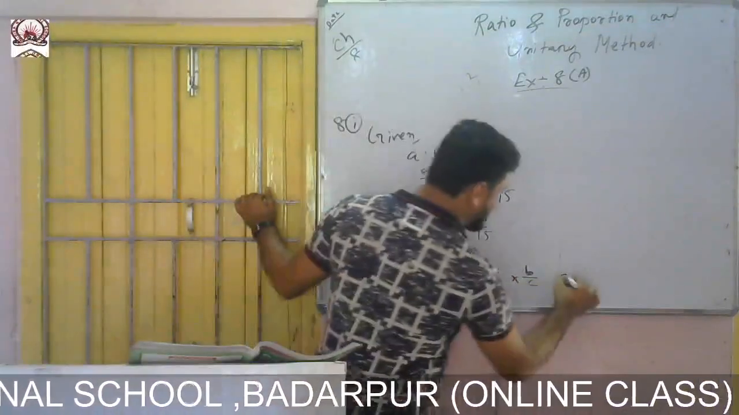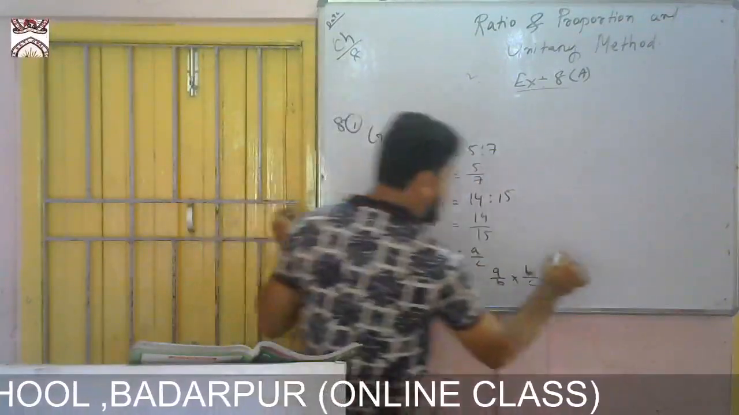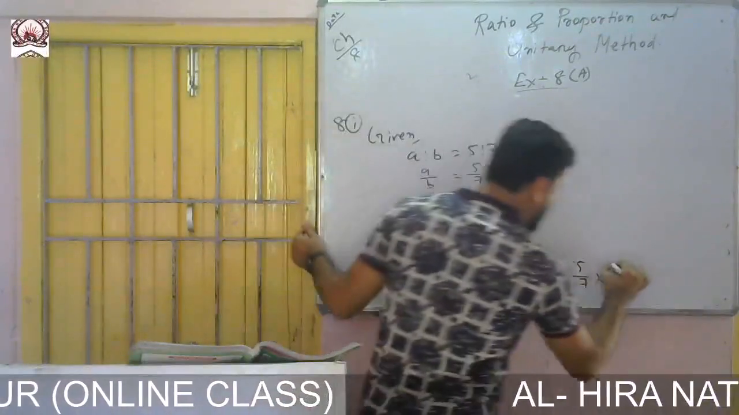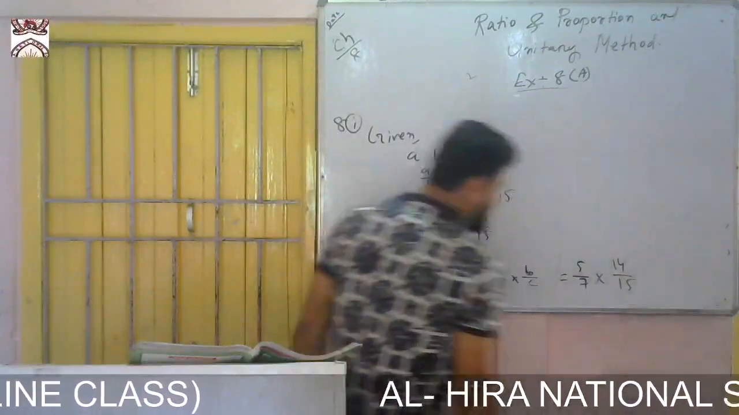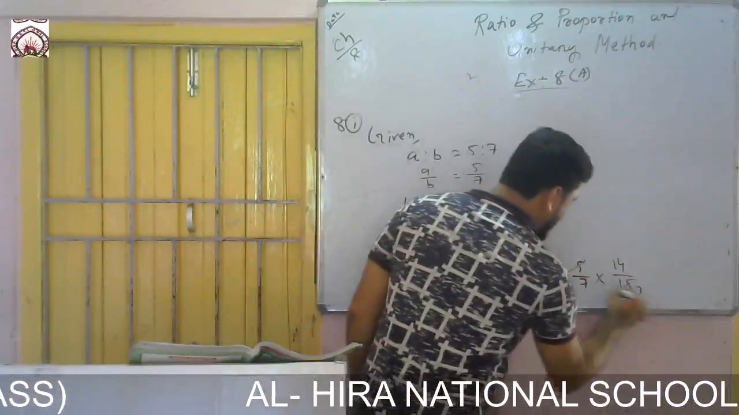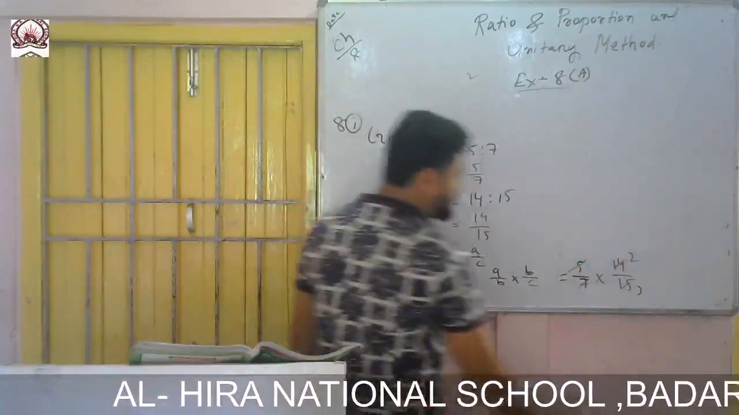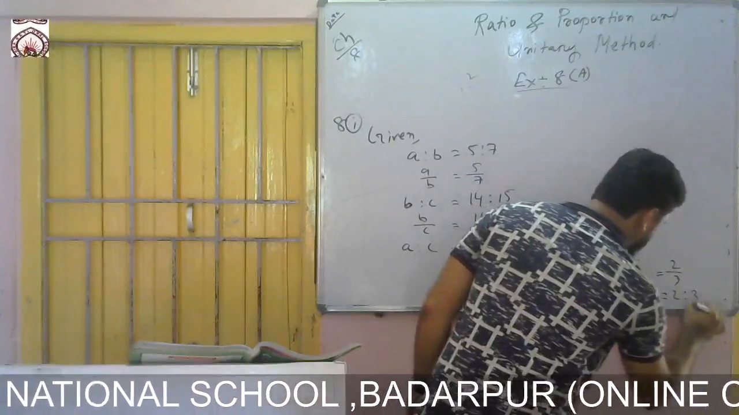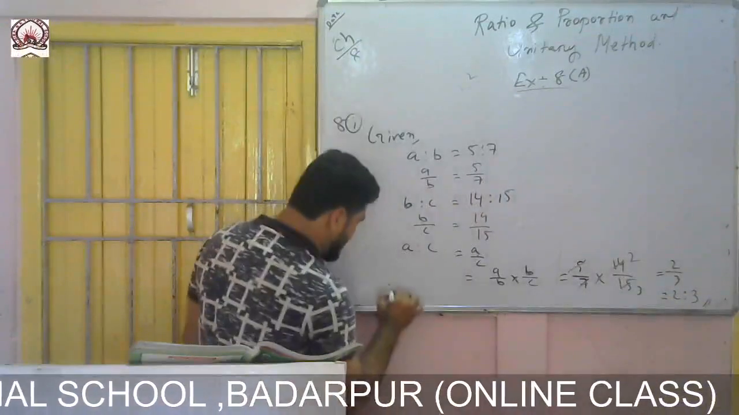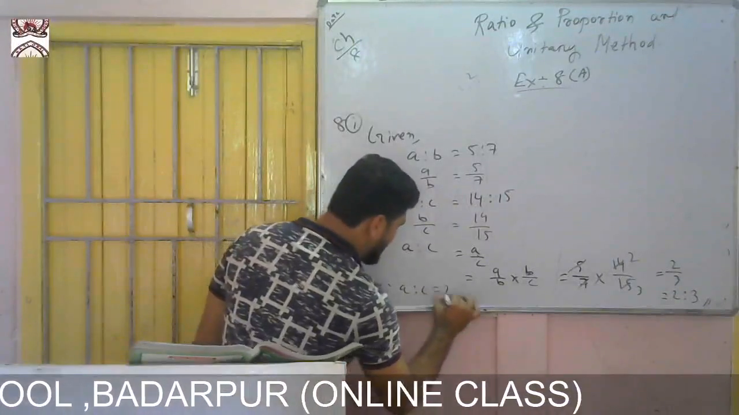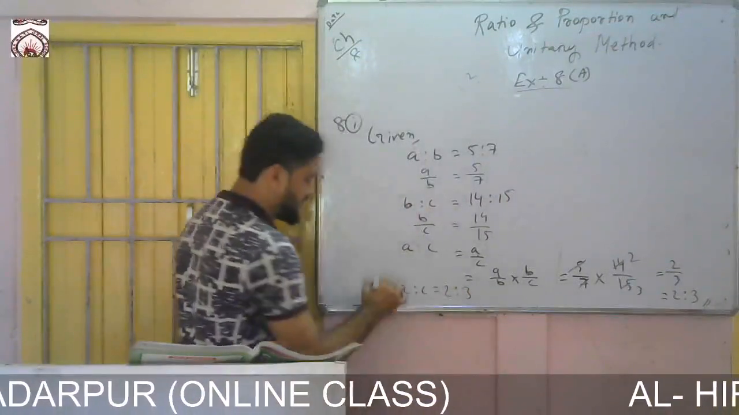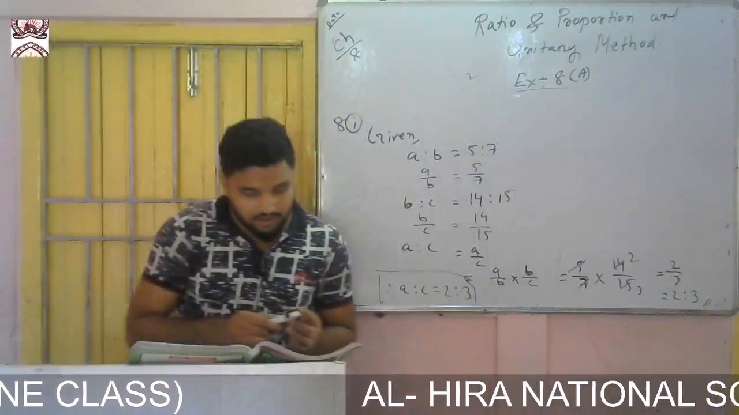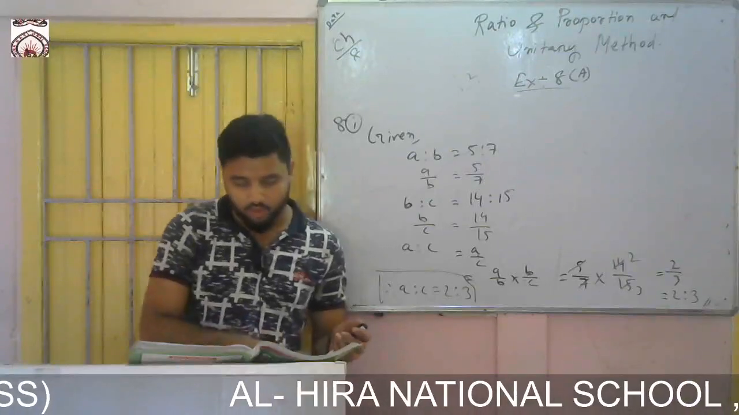Now we put the values. A by B is 5 by 7, into B by C, which is 14 by 15. So 14 by 15. Now cancel. 5 threes are 15, 7 twos are 14. So what remains is 2 by 3. That means 2 is to 3. That means A is to C equals 2 is to 3. That is the answer. Okay.